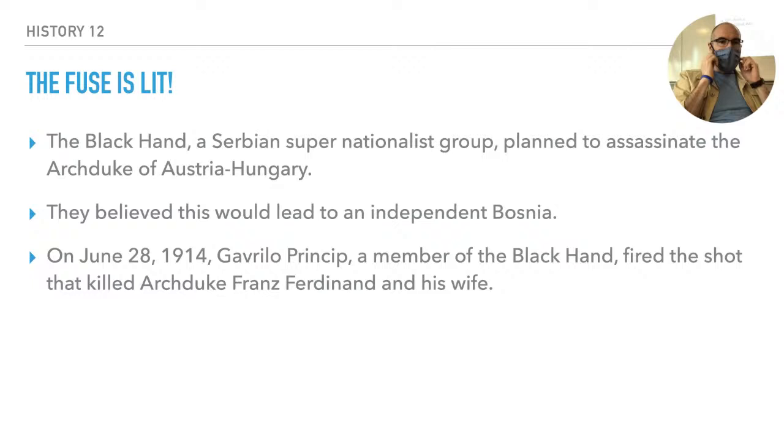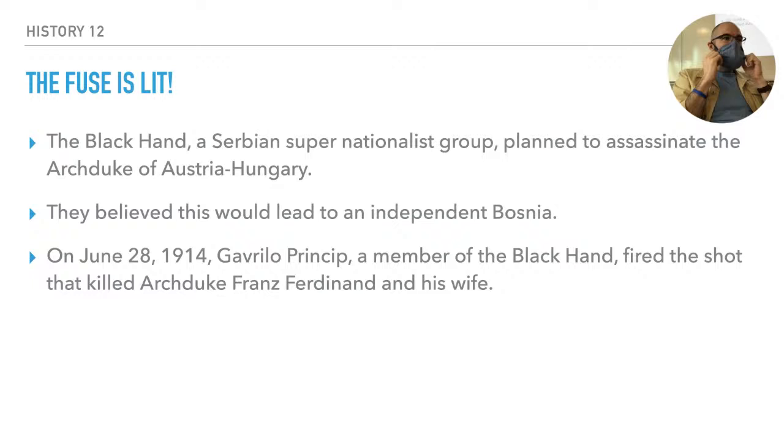And so the Black Hand has been conducting terrorist activities in Serbia, trying to get the Austro-Hungarians out. They've assassinated a few people, and they get word that the Archduke of Austria-Hungary, Franz Ferdinand, is coming for an official visit. He's coming to Sarajevo, I think. So the Black Hand hatches a plan, and the plan is this.